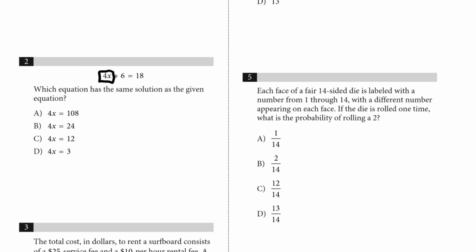We do that by subtracting 6 on both sides. If we subtract 6 on both sides, we will get 4x equals 18 minus 6 is 12. And that is C.